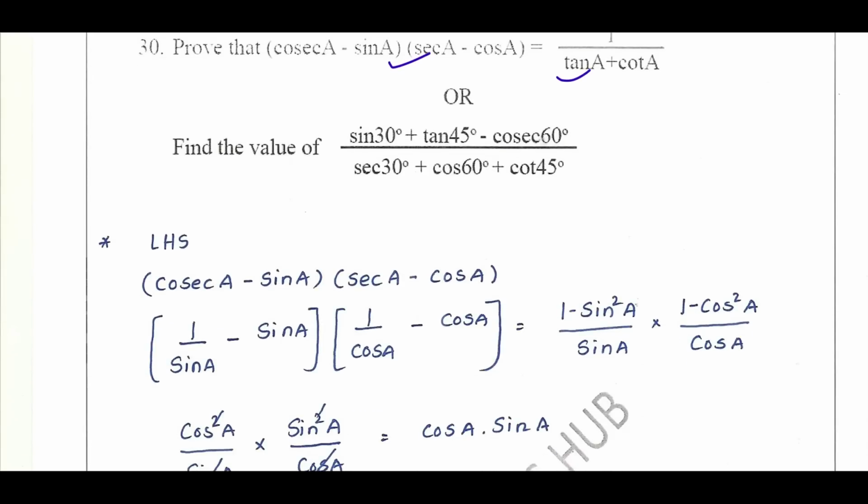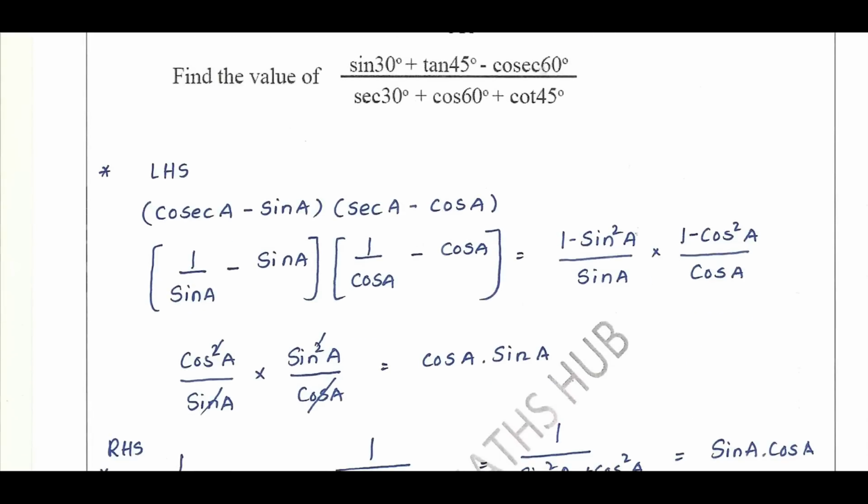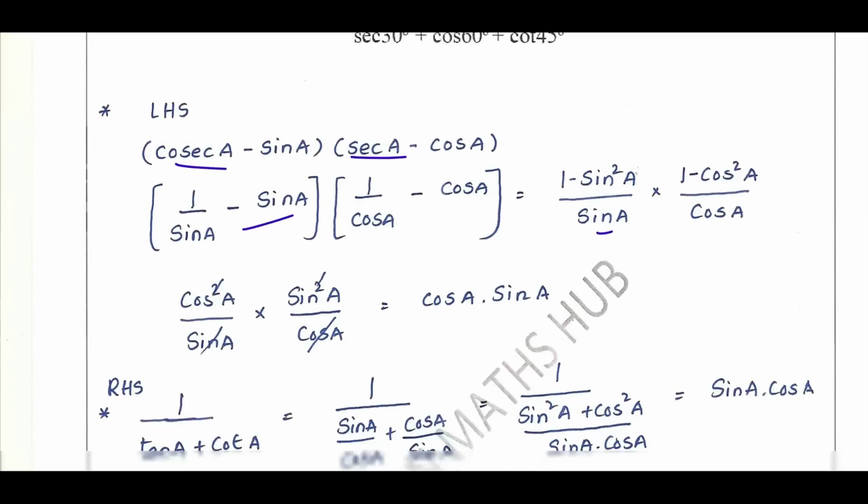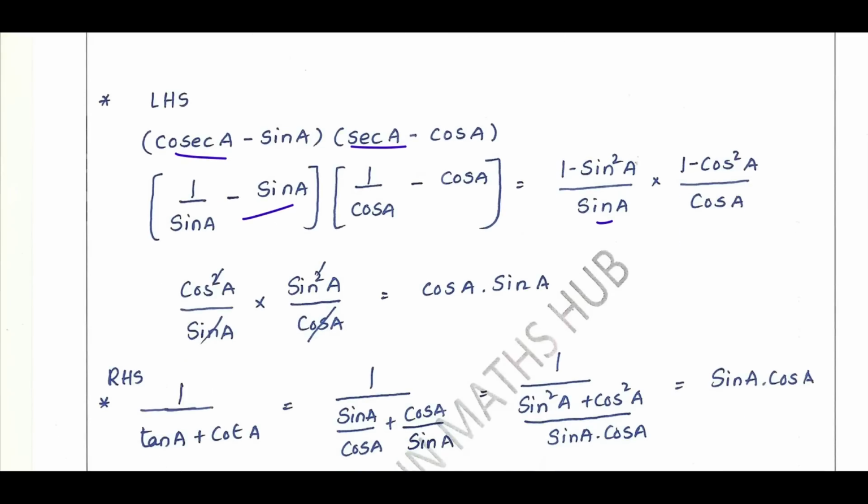LHS: cosecant A minus sin A into secant A minus cos A. Cosecant A is 1 by sin A, secant A is 1 by cos A. By taking LCM, we get 1 minus sin square A by sin A into 1 minus cos square A by cos A. 1 minus sin square A can be written as cos square A using identity 1. 1 minus cos square A can be written as sin square A. Cos and cos will cancel out, sin and sin will cancel. What we get is cos A into sin A.